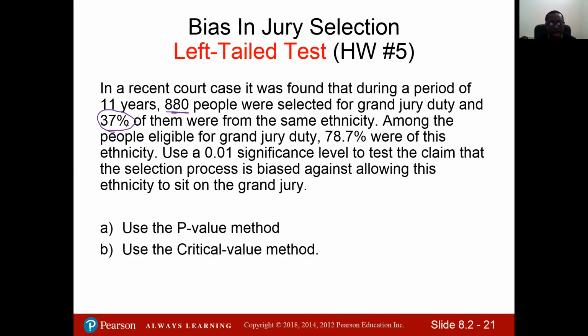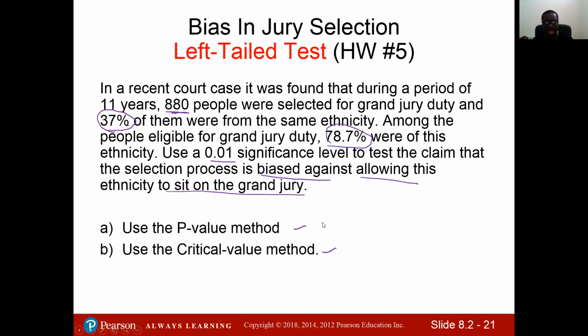Now, it said among the people eligible for grand jury duty, 78.7% were of this ethnicity. Use a 1% significance level to test the claim that the selection process is biased against allowing this ethnicity to sit on the grand jury. I want to use both approaches.